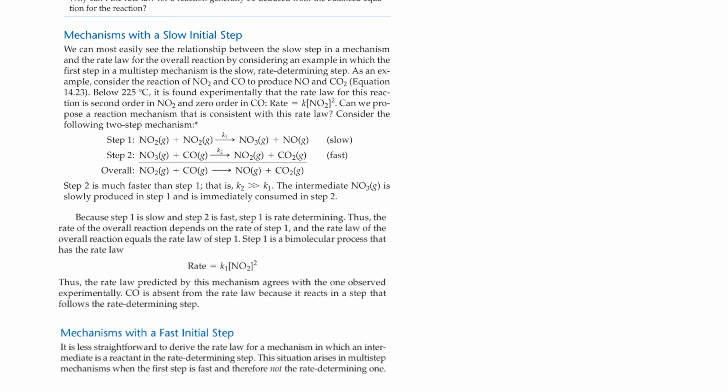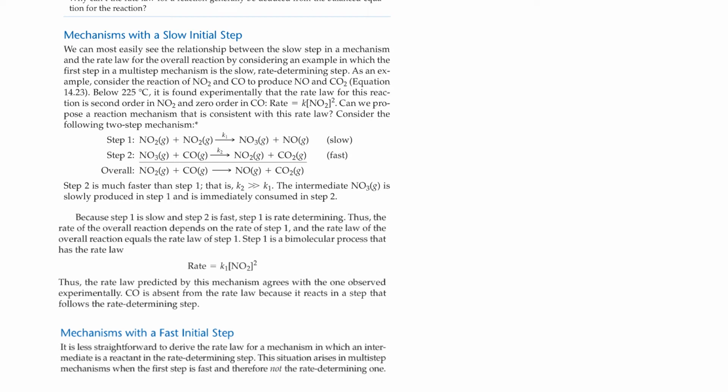Mechanisms with a slow initial step. We can most easily see the relationship between the slow step in a mechanism and the rate law for the overall reaction by considering an example in which the first step in a multi-step mechanism is the slow, rate-determining step.